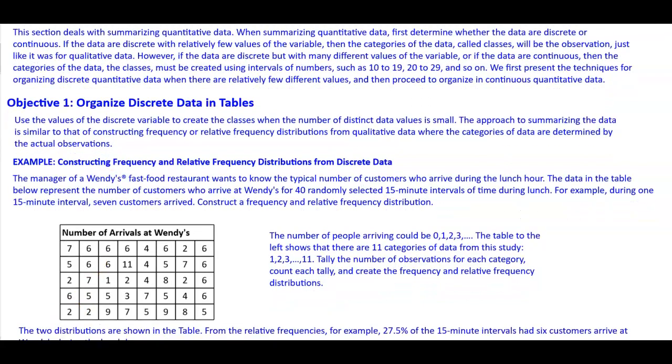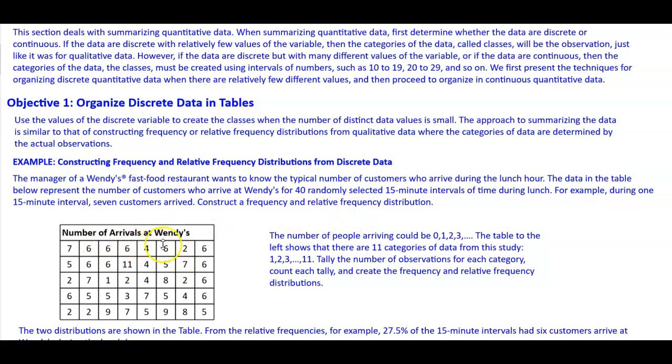So let's take a look at an example. Constructing frequency and relative frequency distributions from discrete data. The manager of a Wendy's fast food restaurant wants to know the typical number of customers who arrive during the lunch hour. The data in the table below represent the number of customers who arrive at Wendy's for 40 randomly selected 15-minute intervals of time during lunch. For example, during one 15-minute interval, 7 customers arrived. We want to construct a frequency and relative frequency distribution.